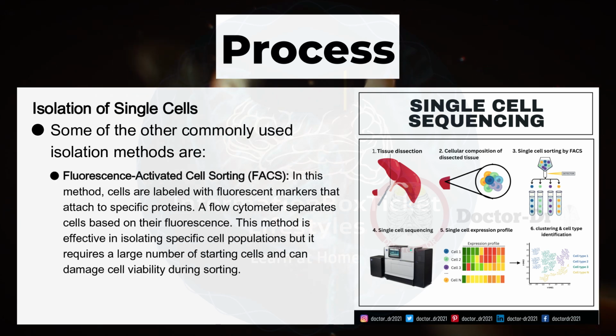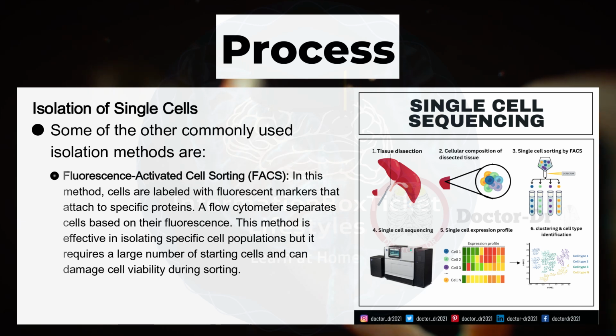Fluorescence-activated cell sorting, FACS. In this method, cells are labeled with fluorescent markers that attach to specific proteins. A flow cytometer separates cells based on their fluorescence. This method is effective in isolating specific cell populations, but it requires a large number of starting cells and can damage cell viability during sorting.